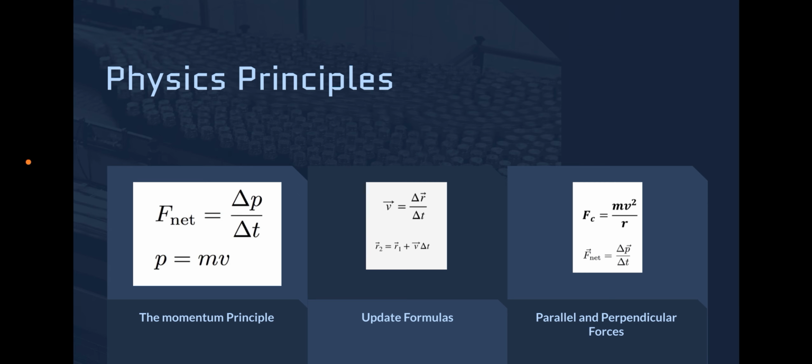The momentum principle: F net equals dp over dt. Momentum equals m times v. Velocity equals change in position over time. Final position equals initial position plus velocity times time. Centripetal force equals m v squared over r. F net equals dp over dt.